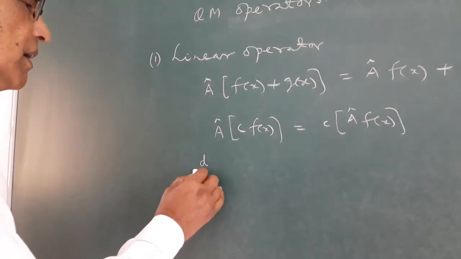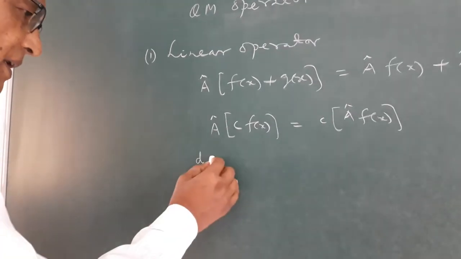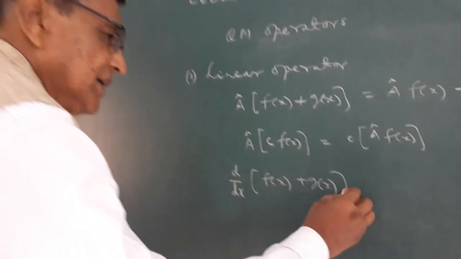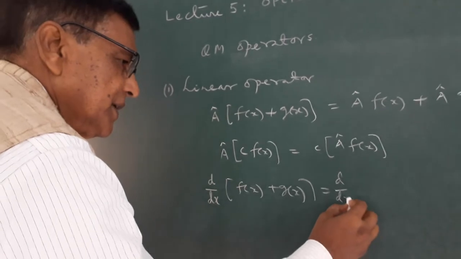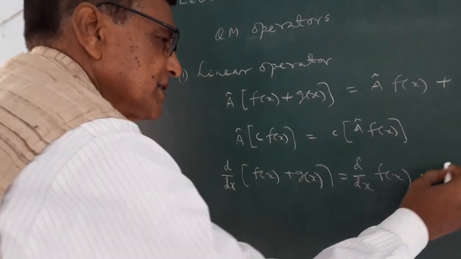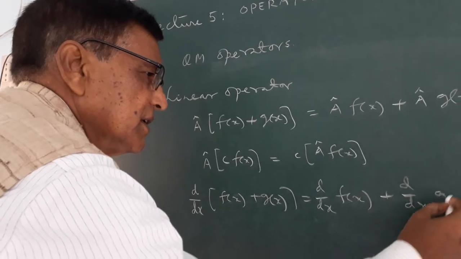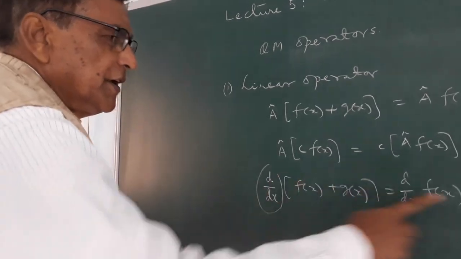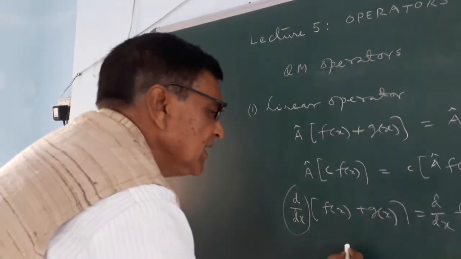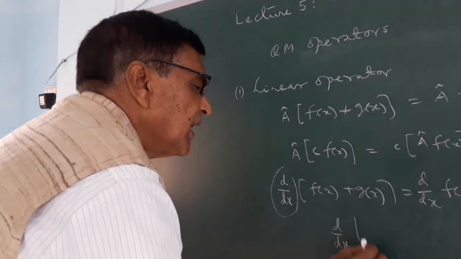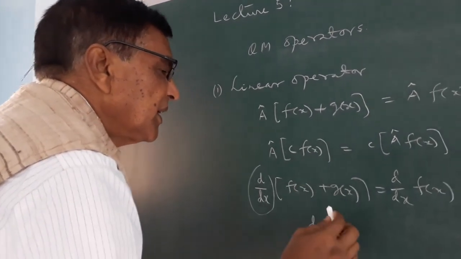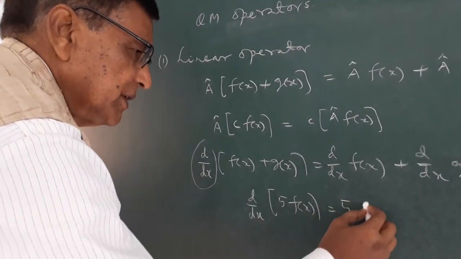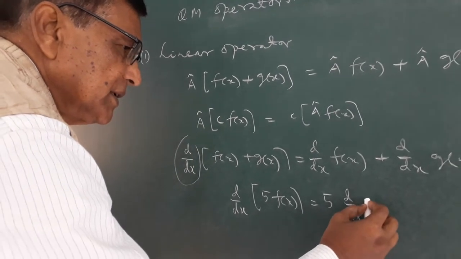Say one example: d by dx on f(x) plus g(x) gives d by dx f(x) plus d by dx g(x). So d by dx is a linear operator which obeys these conditions. Even with d by dx and 5 times f(x), it will give 5 times d by dx of f(x).